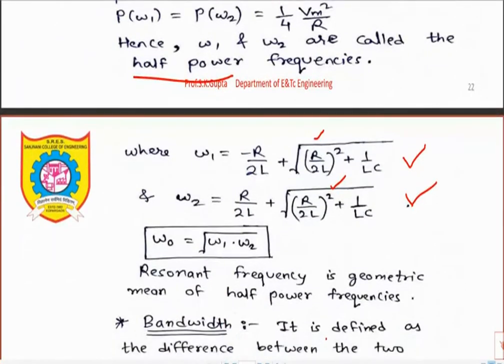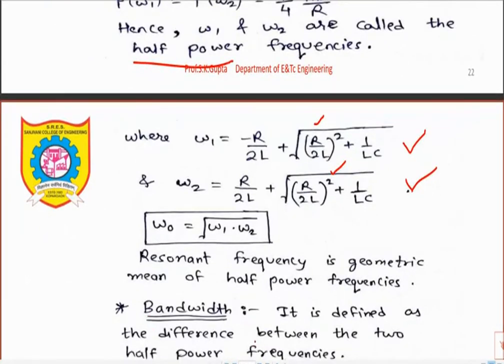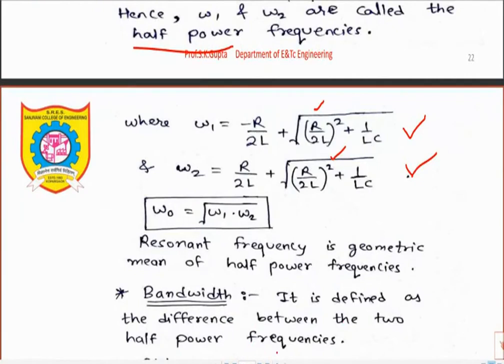Now the next point is bandwidth. How will you define bandwidth? It is defined as the difference between the two half power frequencies. Bandwidth means useful range. What is the meaning of bandwidth? Useful range. We generally consider that up to the point when our power is 50% or greater than 50%, those frequencies only we consider as useful frequencies. When our power reduces to less than 50%, we do not consider it a useful frequency and we do not include it in the bandwidth.